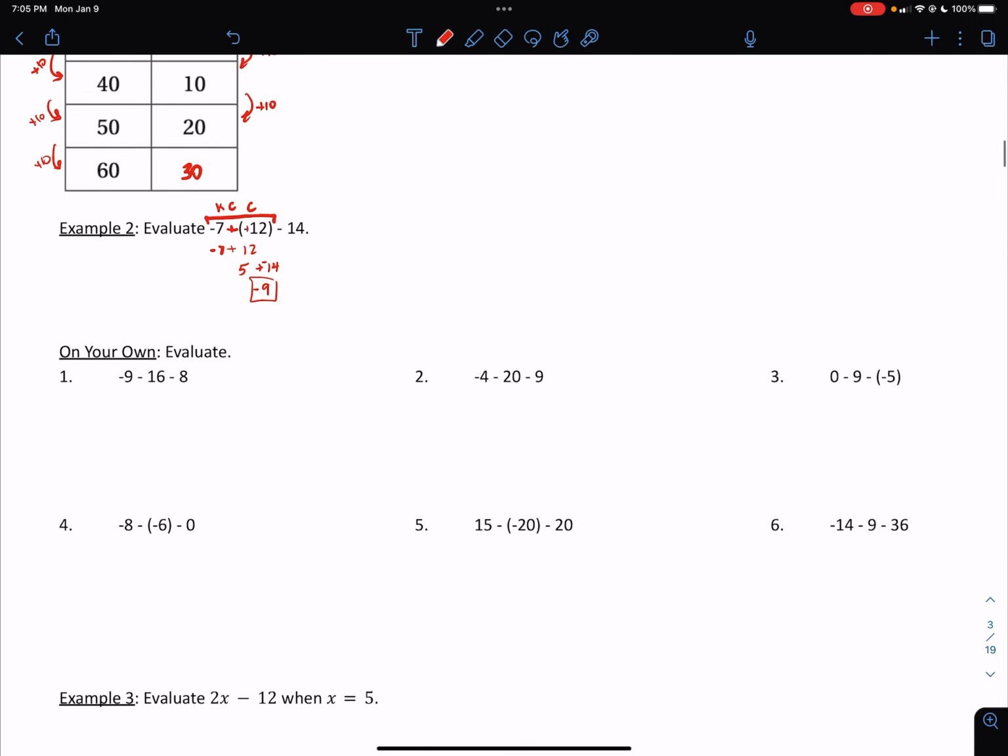All right, so I want you to work on the next 6 on your own. And then input your answers onto Edpuzzle. Okay, so once you input your answers onto Edpuzzle, we'll move on from there.